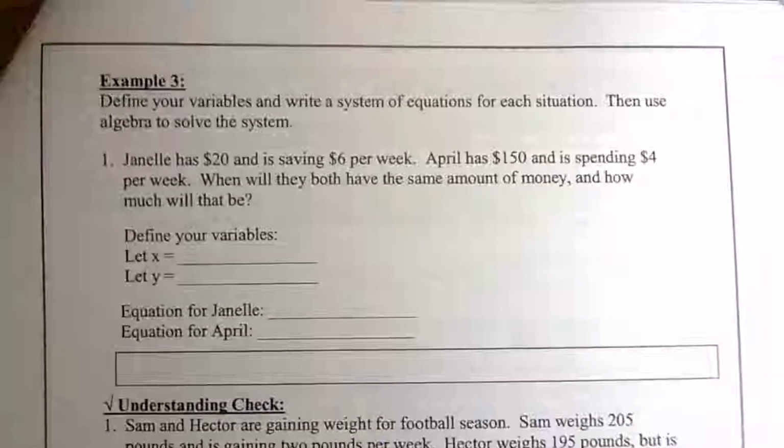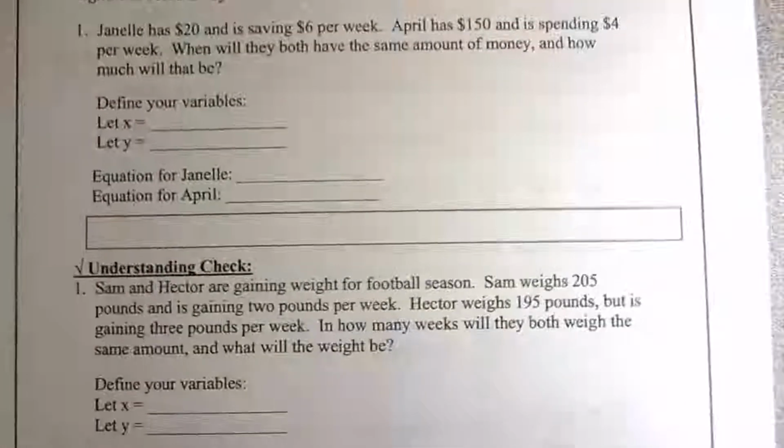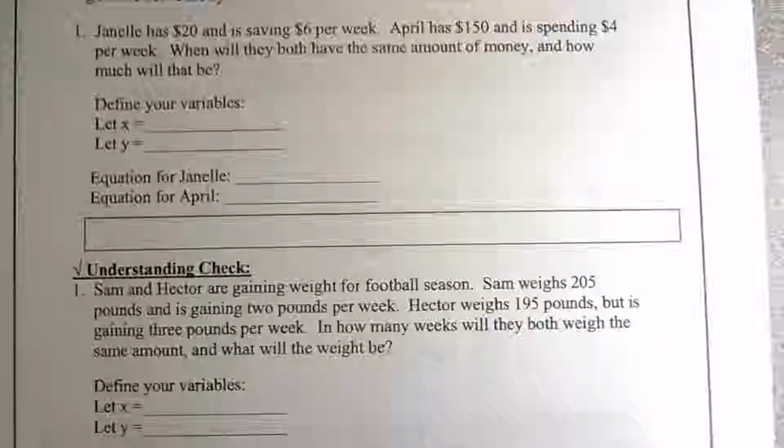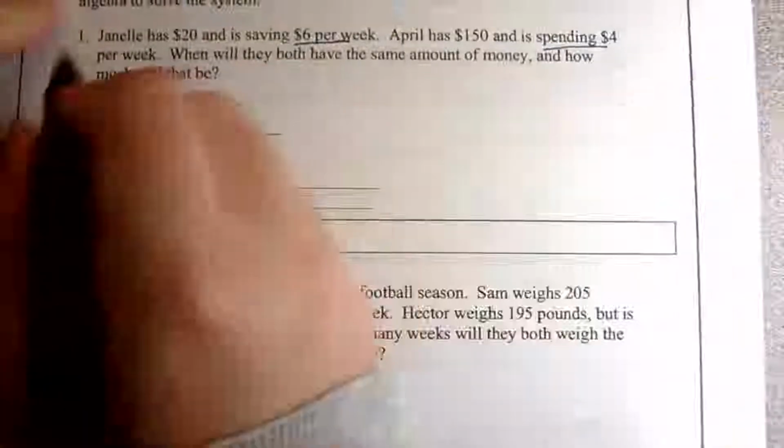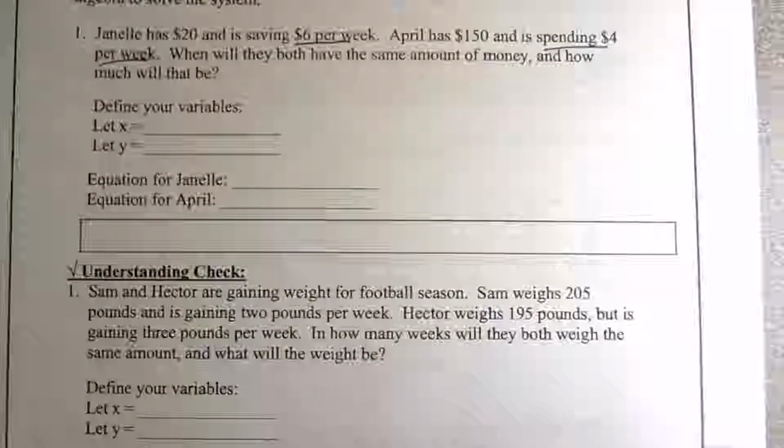All right, example 3. We are going to define variables and write a system and then solve it. So Janelle has $20 and is saving $6 per week. April has $150 and is spending $4 per week. When will they both have the same amount of money, and how much will they have?